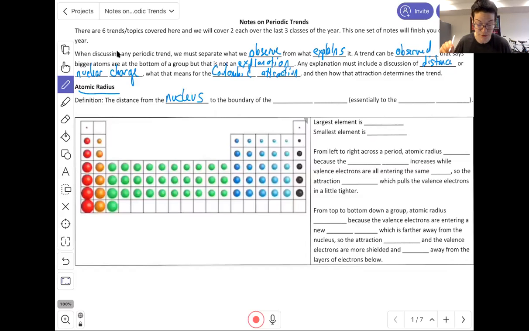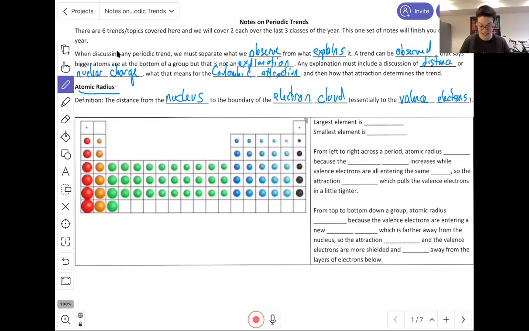And instead of going from the center of a circle to the edge of the circle, well, the edge of our atom is the electron cloud. But for all practical purposes, that means to the valence electrons. So our atomic radius is the distance from the nucleus to the valence electrons.